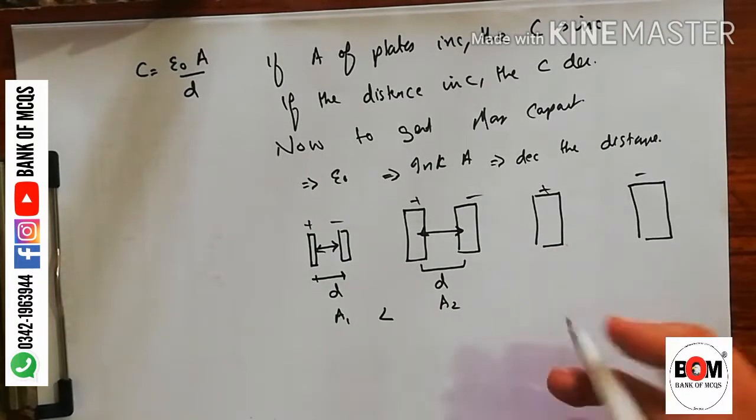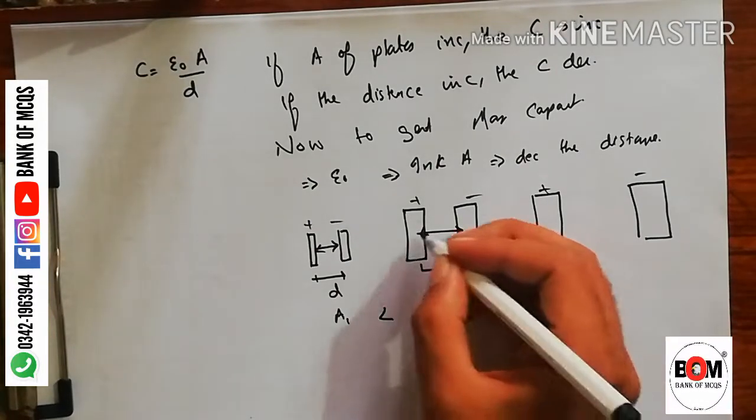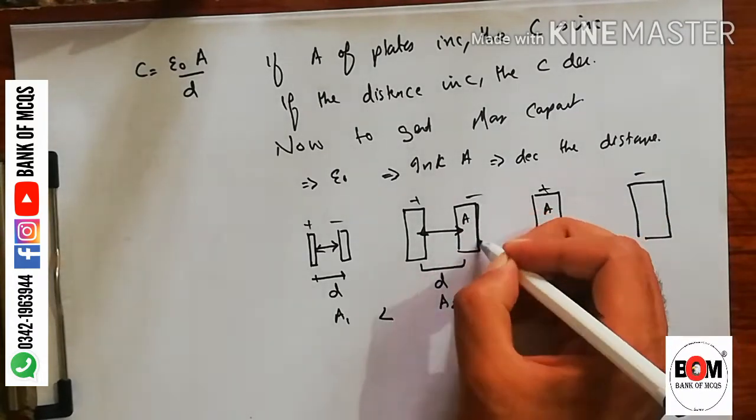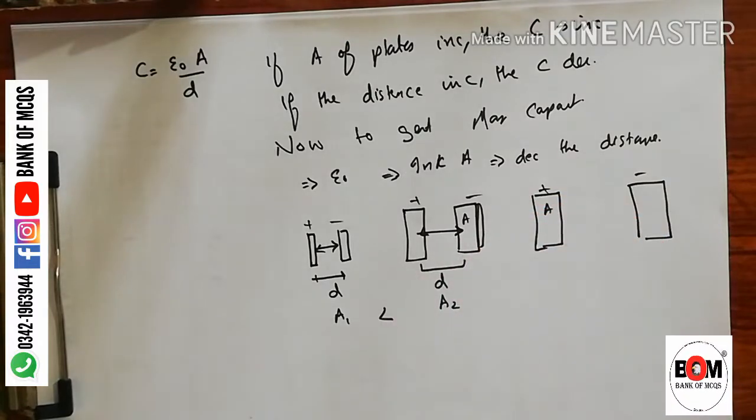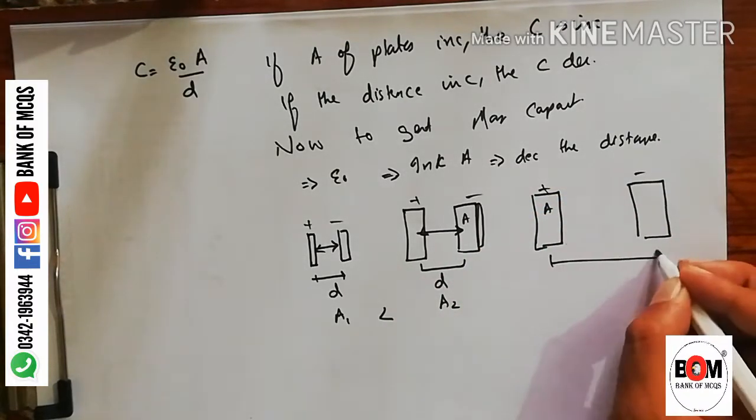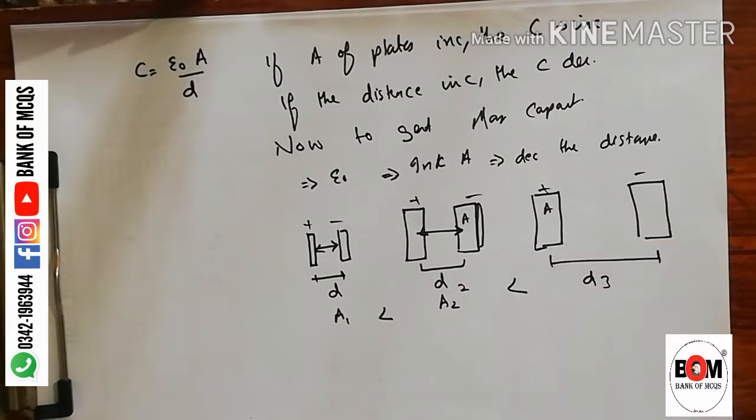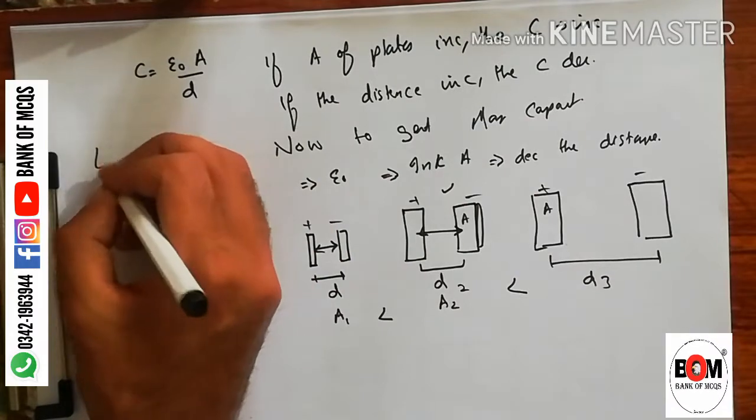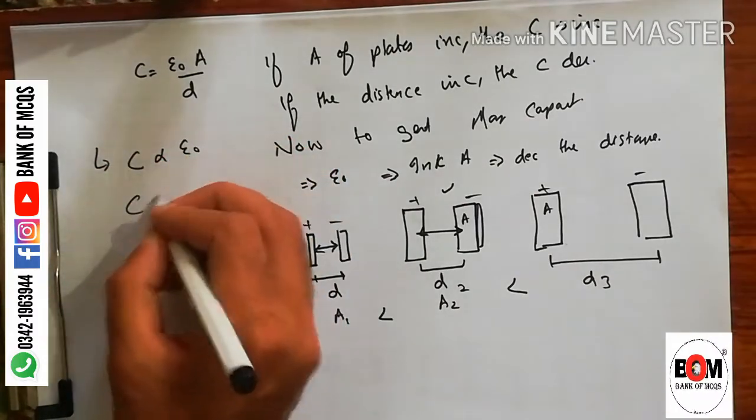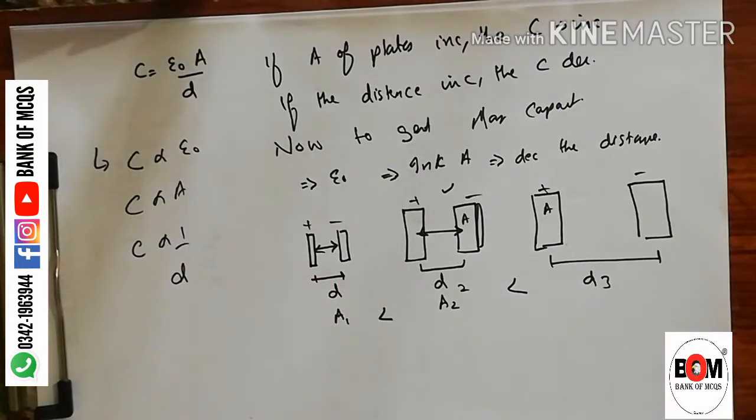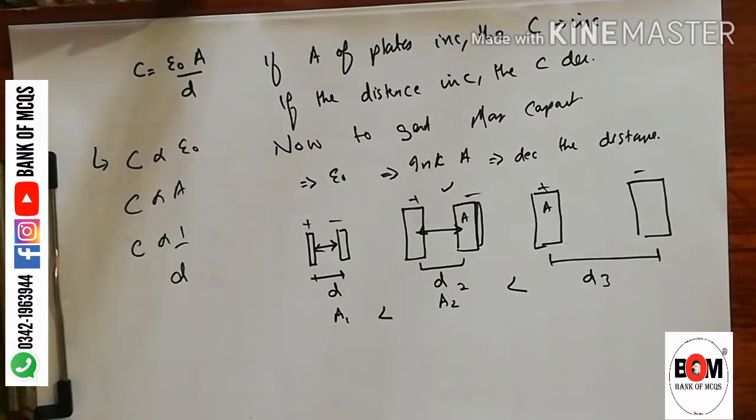Now in case of 3, for example, this area is equal to this area. There is a little bit of a mistake, but suppose this area is the same as this area. Now this distance is more than this, so D3 is more than D2. So in this case, as the distance increases, capacitance decreases. So option B has more capacitance. This was simple to elaborate that capacitance is directly proportional to E naught, directly proportional to A, and inversely proportional to D.